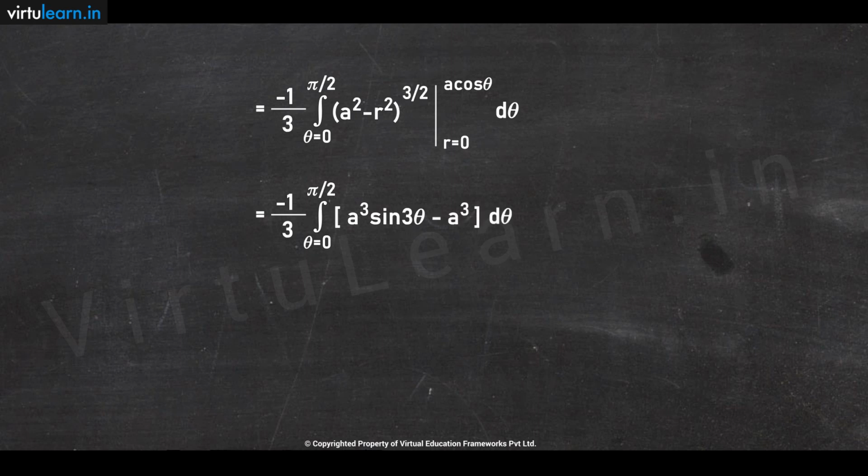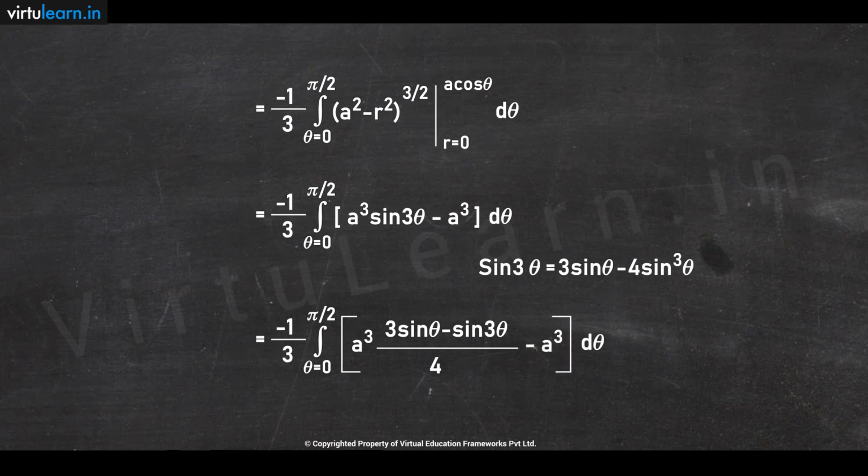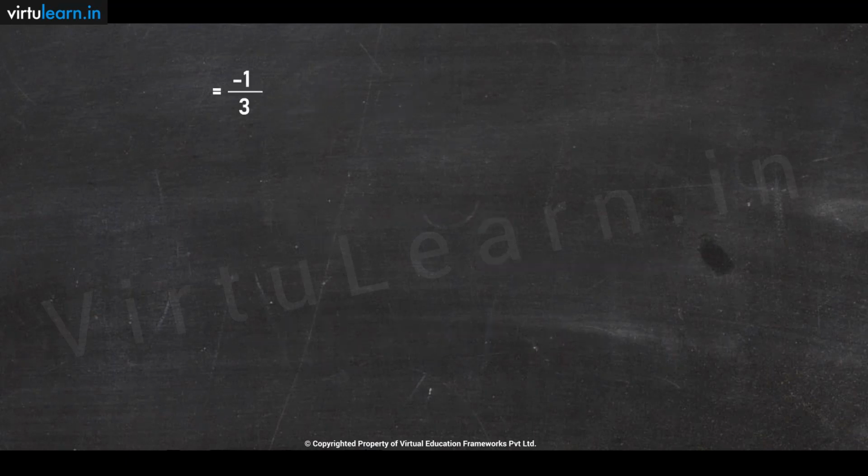For integration, we replace sin cube theta in terms of sin theta and sin 3 theta. We know that sin 3 theta is equal to 3 sin theta minus 4 sin cube theta. So, substituting for sin cube theta, we get minus 1 by 3 of integral theta is equal to 0 to pi by 2, a cube into 3 sin theta minus sin 3 theta whole divided by 4 minus a cube d theta.